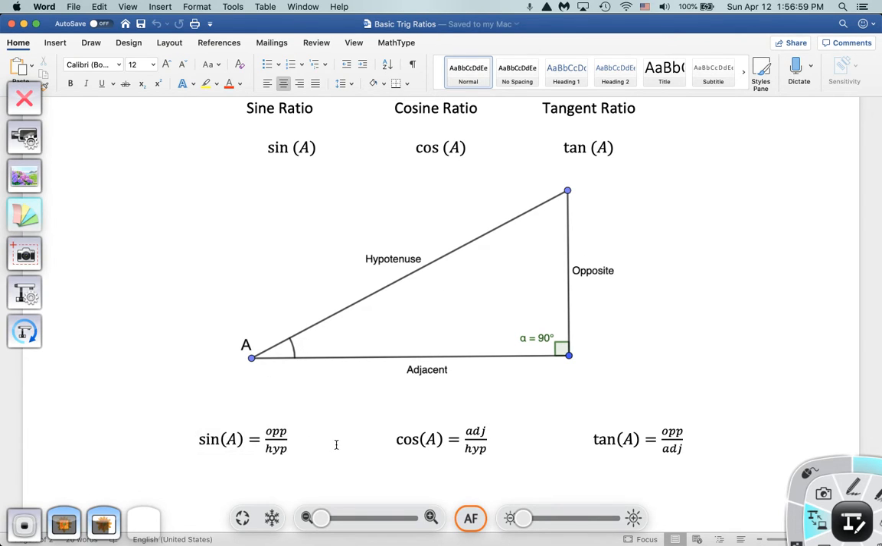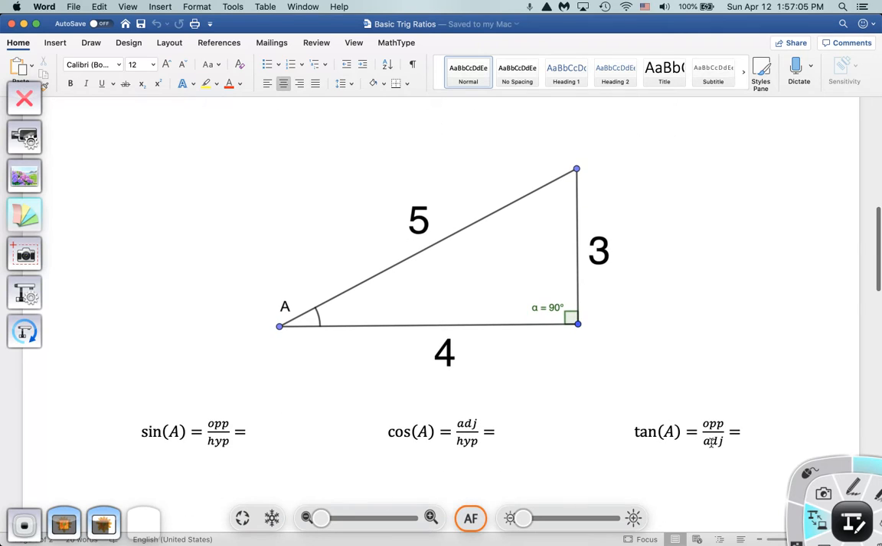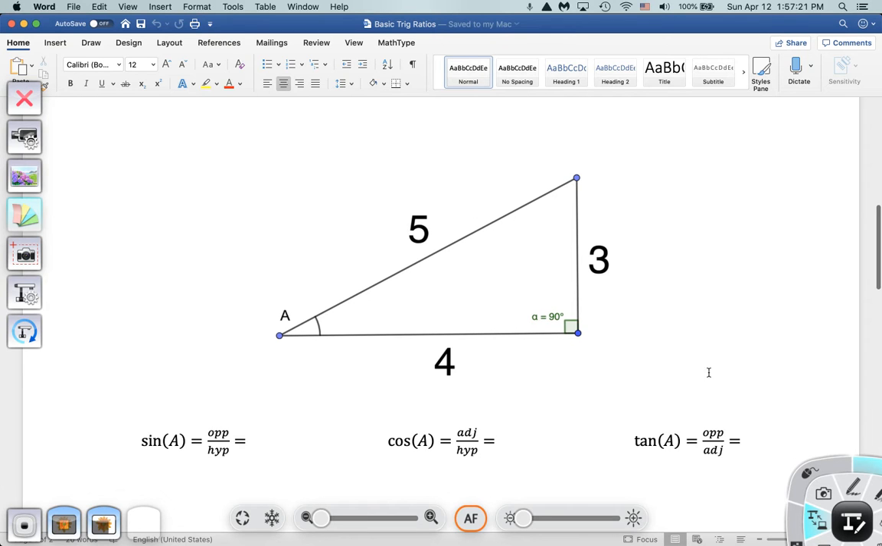And so last time we had you do these ratios of finding the sine, cosine, and tangent, and we kept it very simple. Sine of this angle A would be the opposite over the hypotenuse, or 3/5. Cosine would be the adjacent over the hypotenuse, or 4/5. And the tangent would be the opposite over the adjacent, or 3/4.